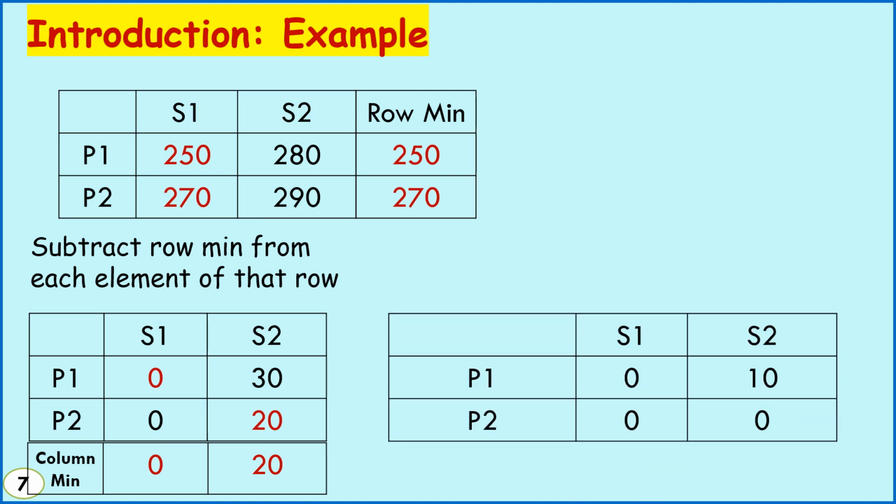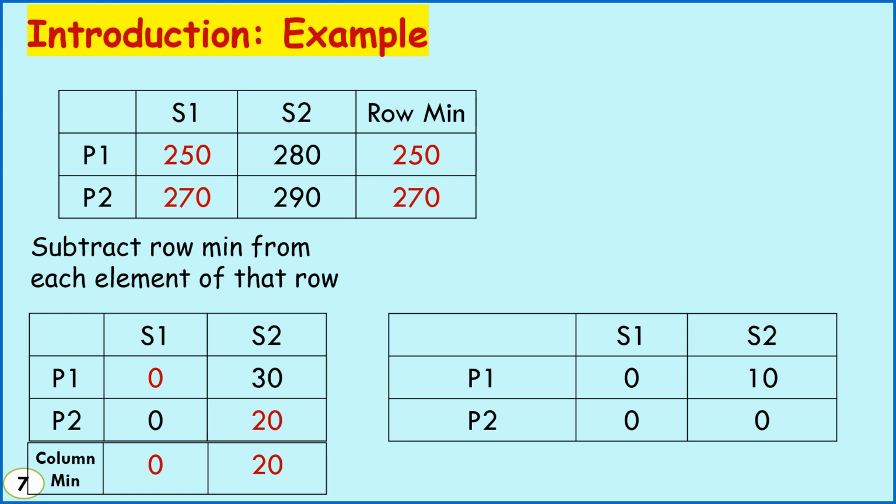In the first column, 0 is the minimum, so if you subtract it, it stays 0. In the second column the minimum value is 20. If you subtract 20 from every element in that column, 30 minus 20 becomes 10, and 20 minus 20 becomes 0.